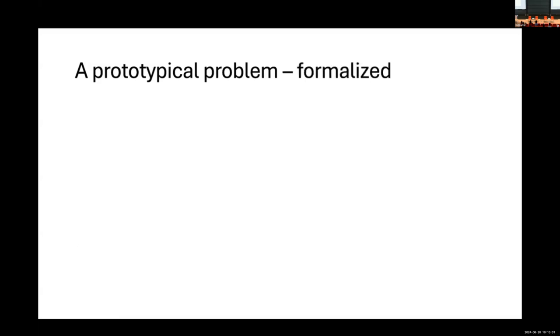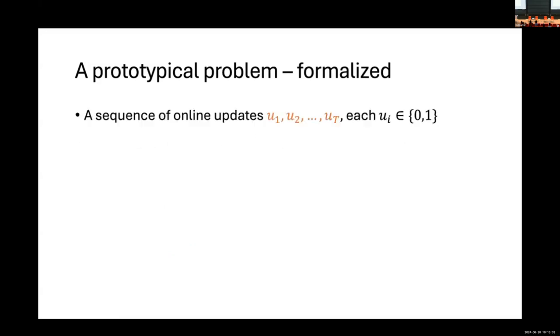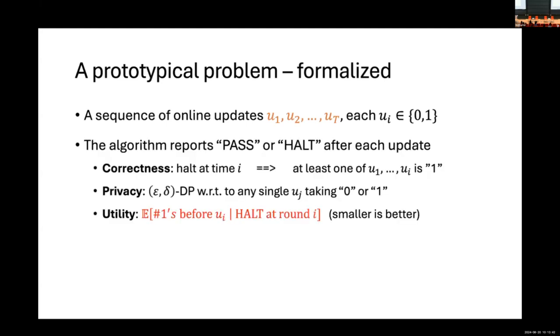So let me formalize this problem in math language. We have a sequence of online updates, U1 through UT, where each Ui denotes whether there is an event at time step i. The algorithm needs to report pass or halt after each update. To be considered correct, we cannot have false positives, meaning that if the algorithm halts at time i, there has to be at least one 1 among U1 through Ui. In terms of privacy, we require standard epsilon-delta DP with respect to any single update being 0 or 1.